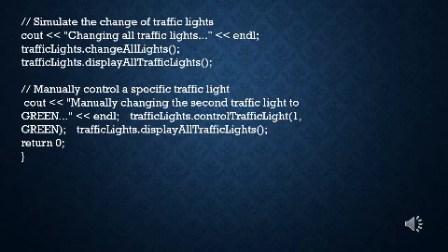Print a message indicating the manual change of the second traffic light. Then manually change the state of the second traffic light, index 1, to green. Display the updated status of all traffic lights after the manual change. Then end the main function and return 0 to indicate successful execution. This will be the sample output for the above program.